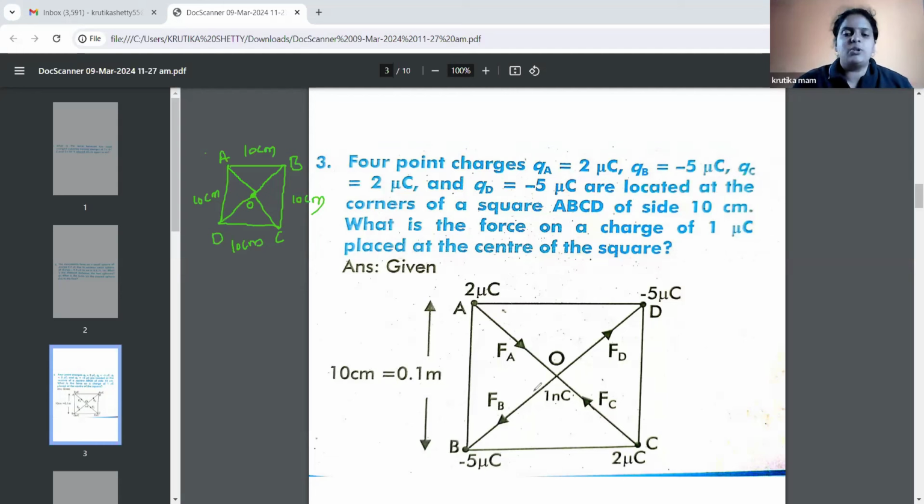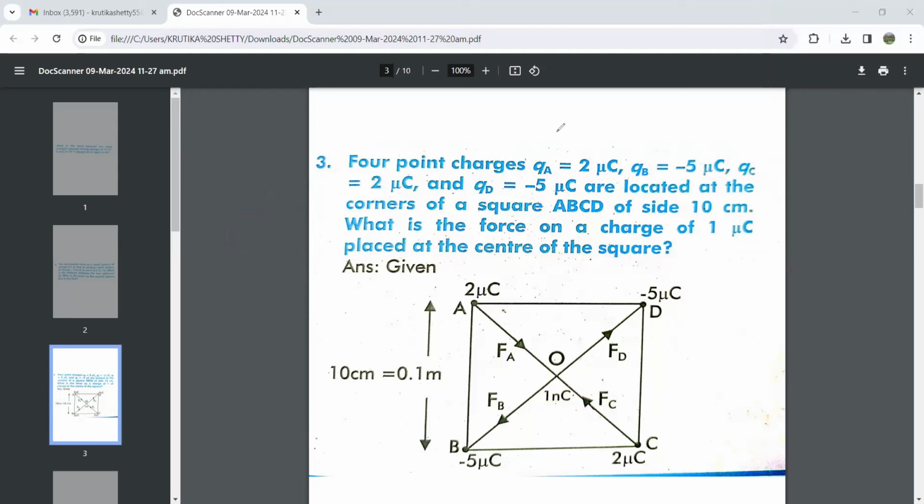So the figure is there, as shown in the figure. You can draw this one. The charge at the center is 1 microcoulomb. Micro means 10 raised to -6. And the distance is given in centimeter. Please make it in terms of meters. So in terms of meters, 10 centimeter will be 10 into 10 raised to -2. Okay. So let us see how to simplify this. Nothing, just you have to calculate F1, F2, F3, F4.